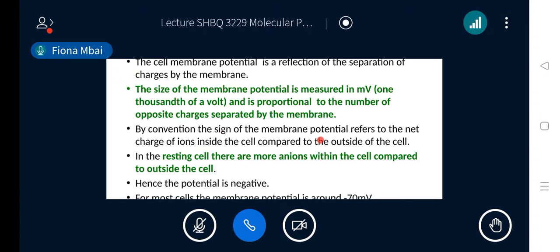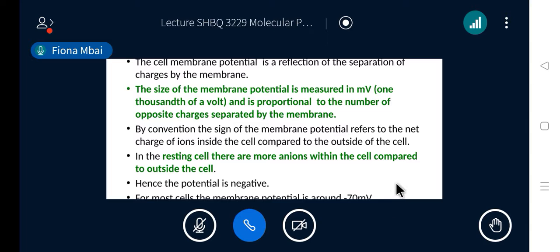By convention, the sign of membrane potential refers to the net charge of ions inside the cell compared to outside the cell. In the resting cell, that is if the cell is not doing anything, there are more anions within the cell, inside the intracellular cytoplasm, compared to outside the cell. In simple English, it's more negative inside than it is outside. Hence, the potential is negative. For most cells, the membrane potential is around negative 70 millivolts.